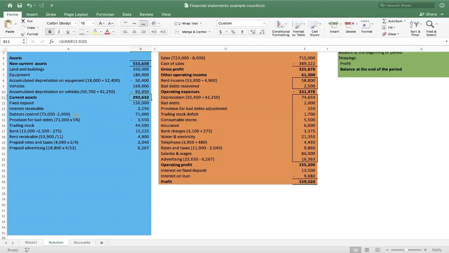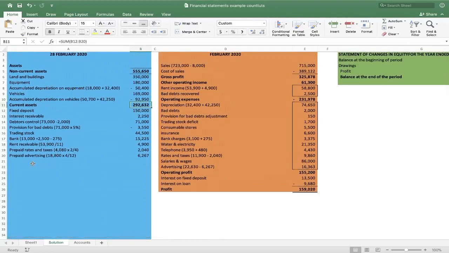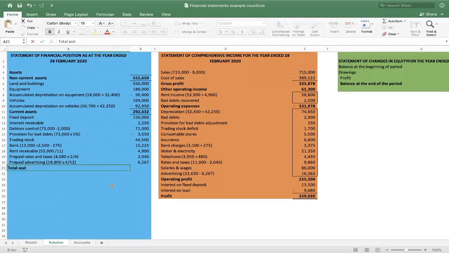Okay, now that we have done our non-current assets and now our current assets, let's total up our assets. Always after you do your non-current assets and your current assets, you now put total assets at the bottom. Then you just add together your total non-current assets plus our current assets, and it should give you your total assets.